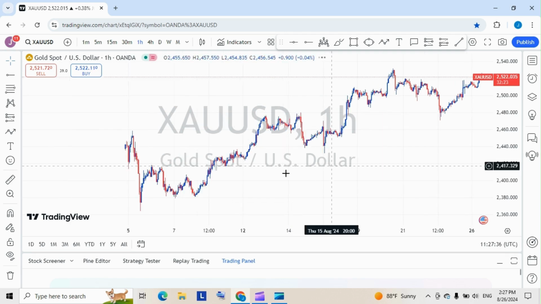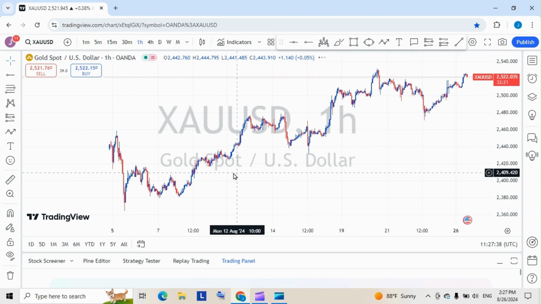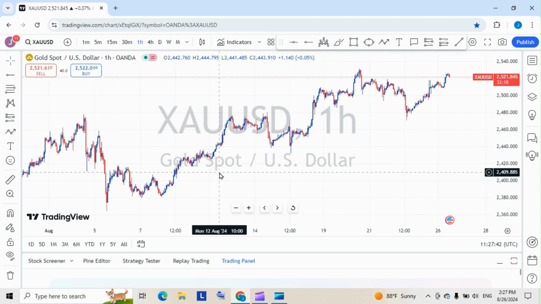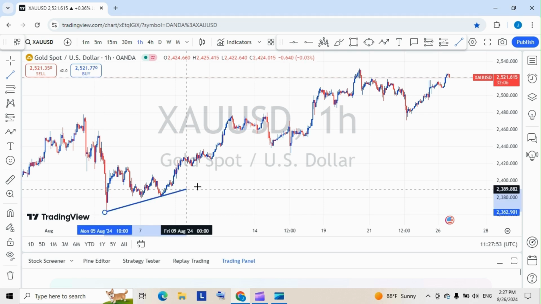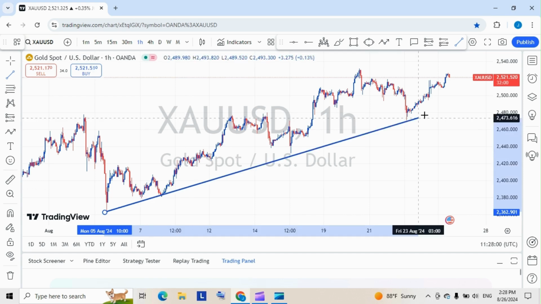So what is a trend line? A trend line is a straight line that connects two tops or two bottoms. You can watch my TradingView tutorial or my trend line tutorial. So we come to the bottom here, and you take the straight line to the bottoms. Try to connect all the bottoms as far as you can go. That's the first thing. You just try to connect this.